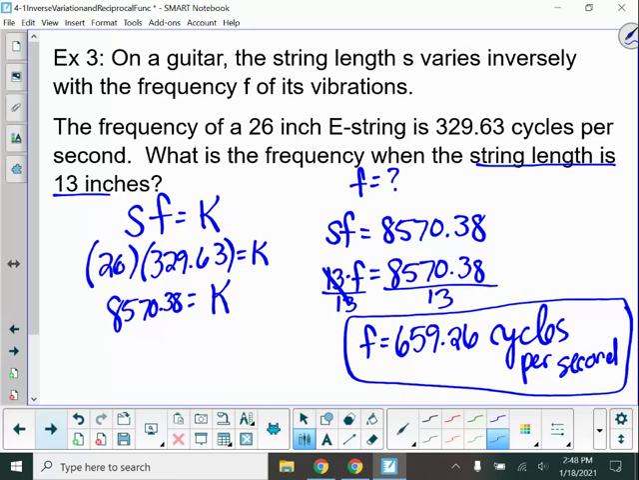That's going to wrap us up for this first video on inverse variation. The second video is going to focus on the reciprocal function, which is a way to graph the inverse variations. Please go back through and rewatch this and reach out to me if you have any questions at all.